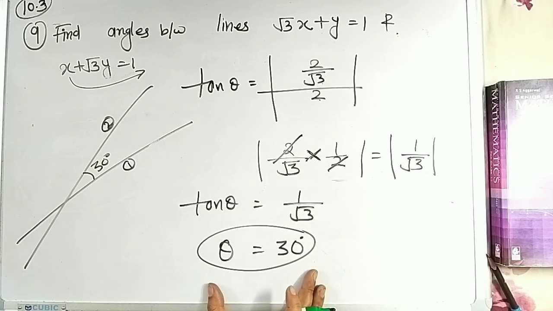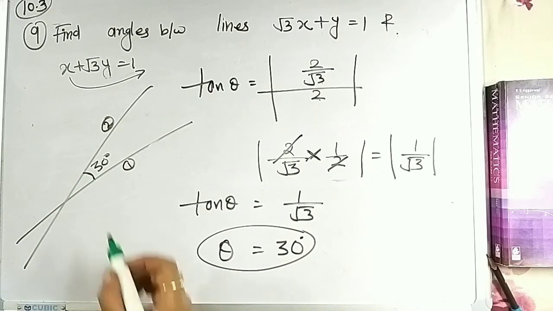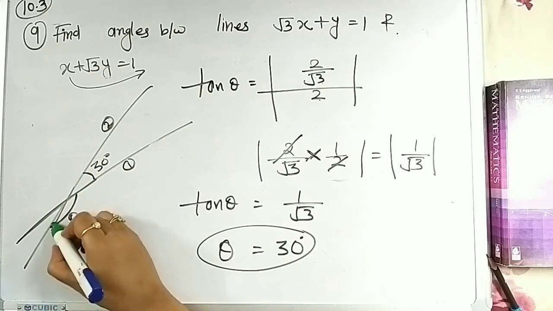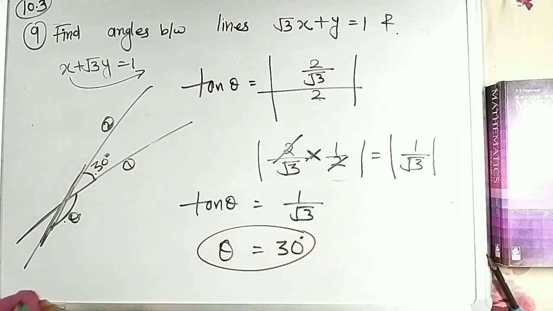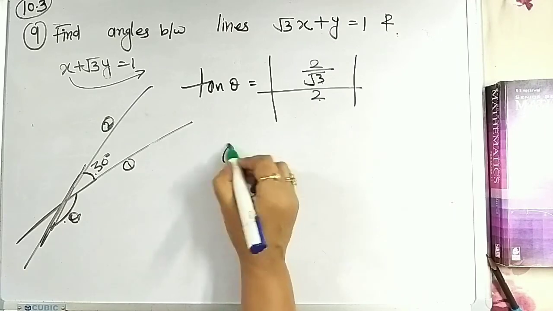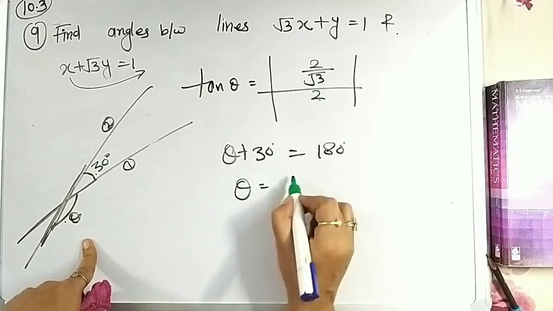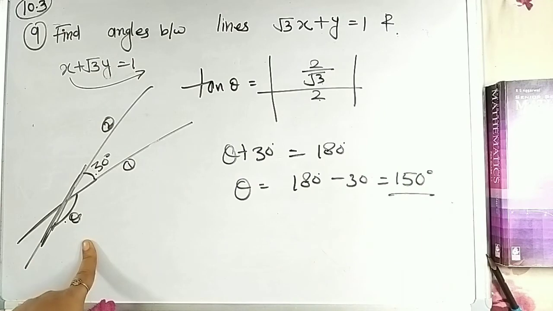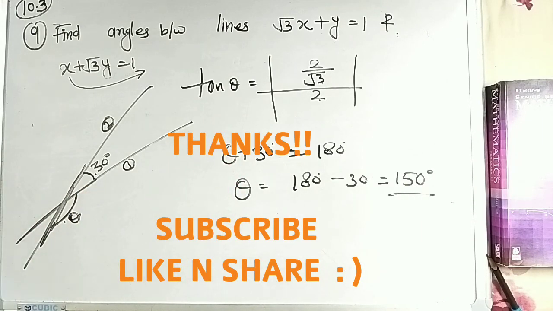I hope you understood. If in any case they are asking the other angle, this is the acute angle. I always get the acute angle, this one. In case they are asking the other angle, between these two lines this is also an angle. Suppose this is theta, then theta plus 30 is always 180. So the other angle will be 180 minus 30 in case they are asking the other angle. But in this formula that we are applying, we always get the acute angle. I hope you got it.